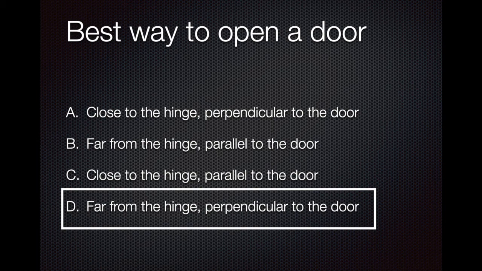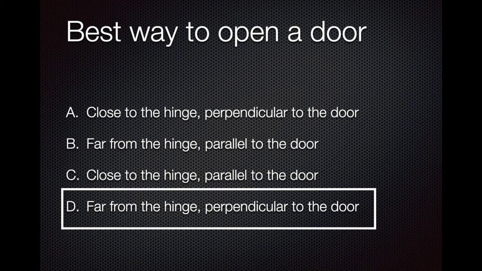Especially if you have a heavy door, if you tried to push it real close to the hinges, you might get it to rotate eventually, but it's going to be a lot more difficult than if you push near the doorknob at the far edge, making your moment arm as large as possible.